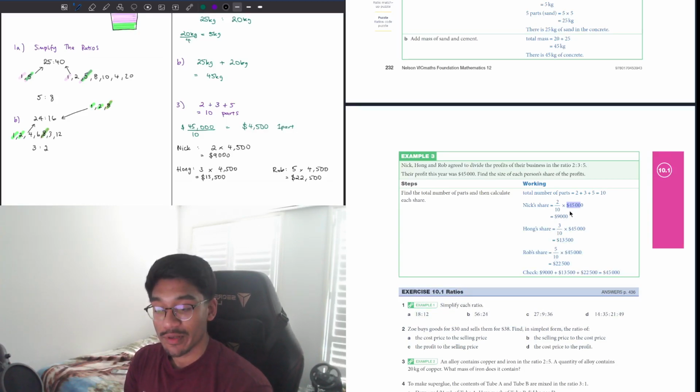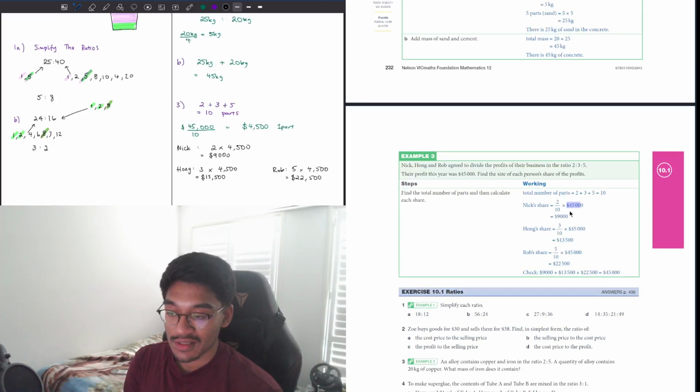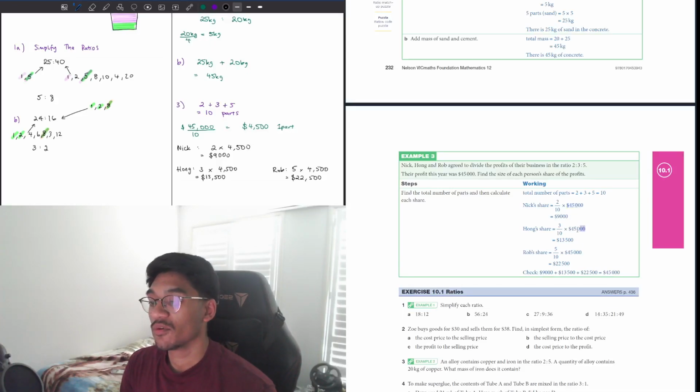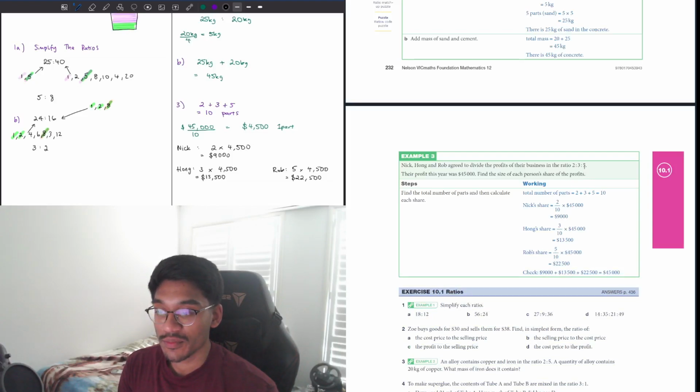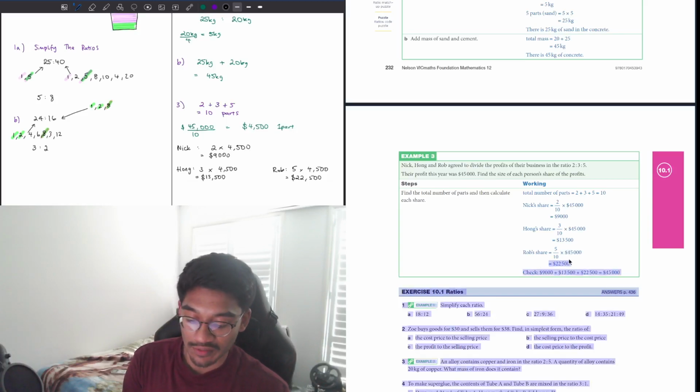Same thing for Hong. They knew Hong gets 3 parts. So his 3 parts divided by 10 total parts times 45,000, which equals 13,500. And finally, they also did the same thing for Rob. They know from the question that Rob gets a total of 5 parts out of a possible 10 parts, and then they multiplied that by the amount of profit they made this year, and that's how they got 22,500.